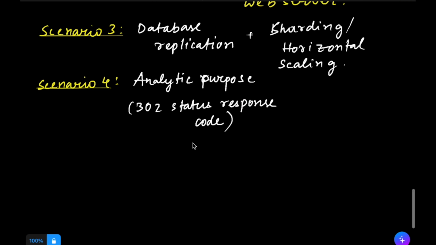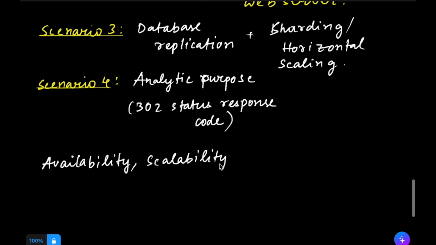Another general feature is availability or scalability or consistency. These are at the core of any large system design, and we can also discuss these with the interviewer.